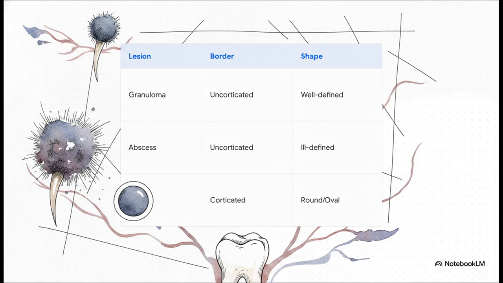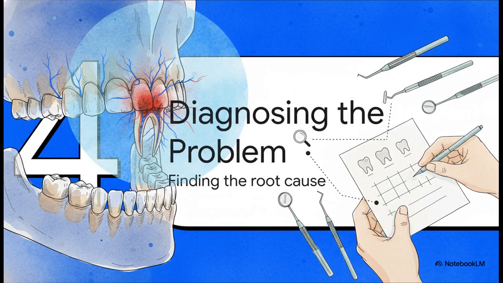A cyst typically shows up as a classic, perfectly round or oval radiolucency with this distinct, hard white line around it. That's your corticated border. Granulomas kind of fall somewhere in the middle, usually appearing as small, well-defined dark spots right at the root tip. Which naturally leads us into section 4, diagnosing the problem.